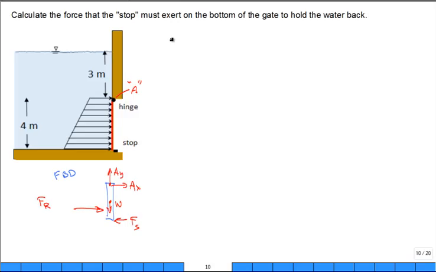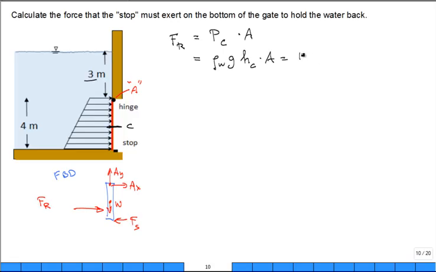I would get the magnitude of F of R first. How do I get the magnitude of F of R? Get the average pressure and multiply it by the area. Where do I get the average pressure from? It's the pressure at the centroid of my area. So here is the centroid, C. The depth of the centroid is 3 plus what? It's 5, right? 3 plus 2 is 5. So the force is going to be rho of the water, g, h of the centroid, times the area.